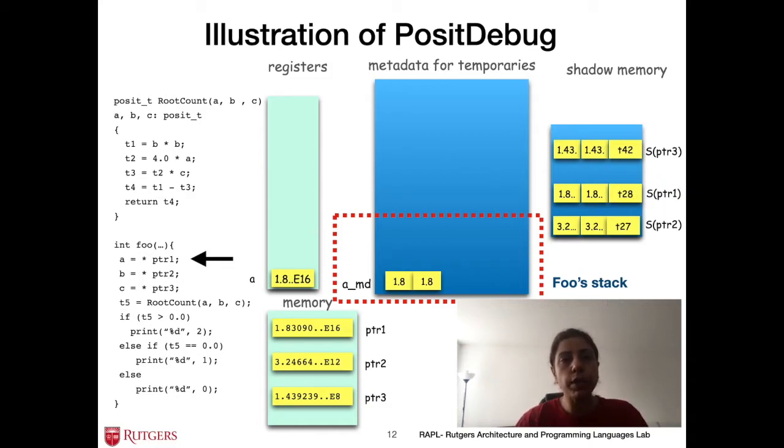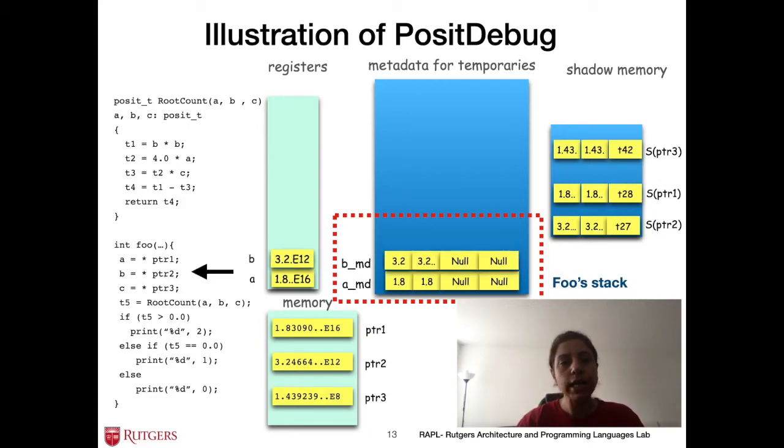To initialize the pointers to the metadata of each operand, I need to access T28, which is the pointer to the temporary in the stack frame. If it is valid, then we copy the metadata associated with the operands of T28. Otherwise, we initialize the operands' metadata to null. In this case, it is invalid, and that's why the pointer to the metadata of each operand is set to null. Similarly, we load metadata for B from PTR2 and metadata for C from PTR3.